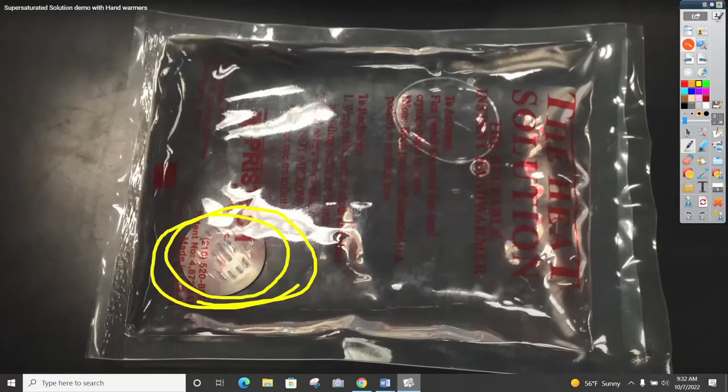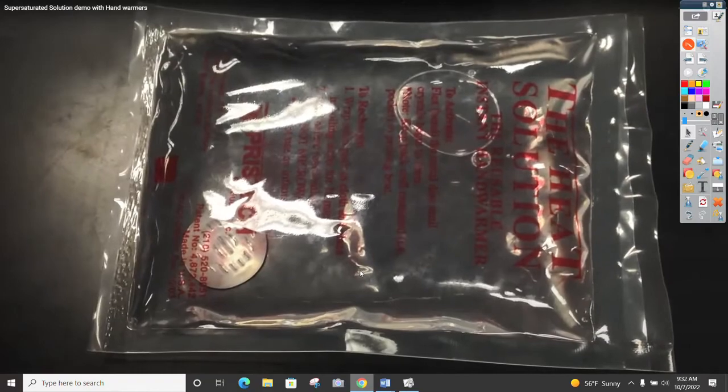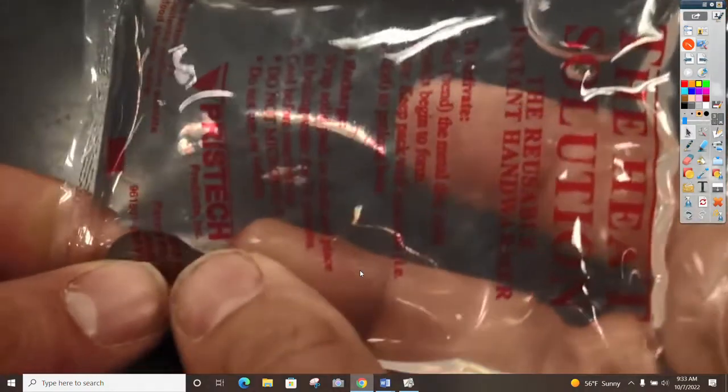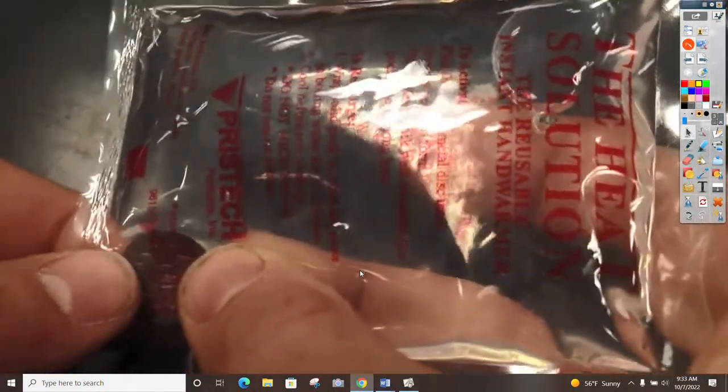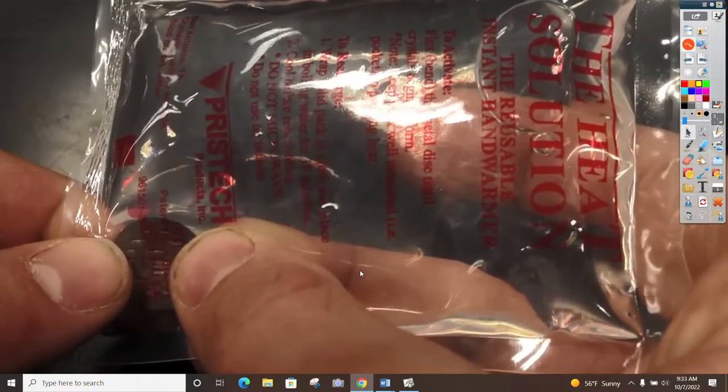So this metal disc right here, if you pop it, it makes a little noise. It creates a little sound wave. And the solution is so unstable that even that sound wave will cause what you're about to see. So, ready? This guy, he's going to pop the little disc. He's just showing you that it's moving around. When he does, it makes a little pop noise. Come on, guy, let's go.